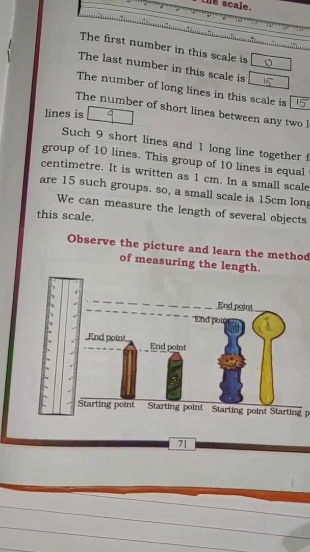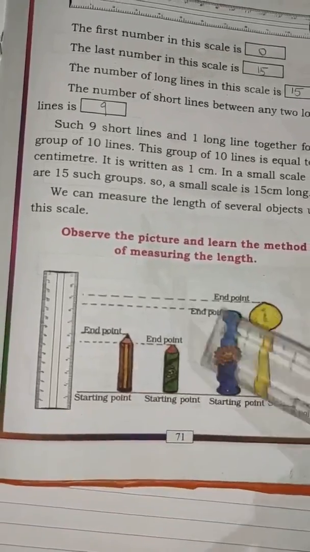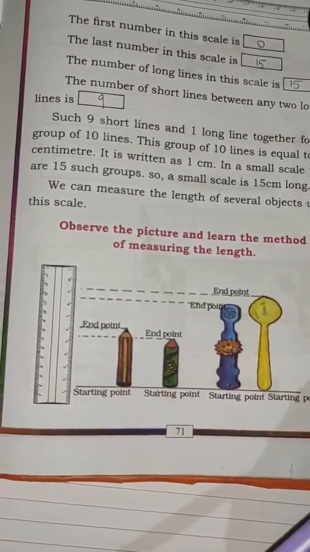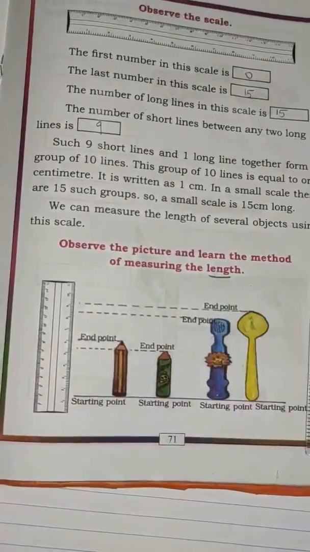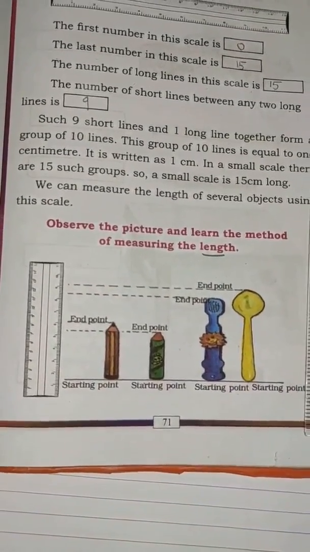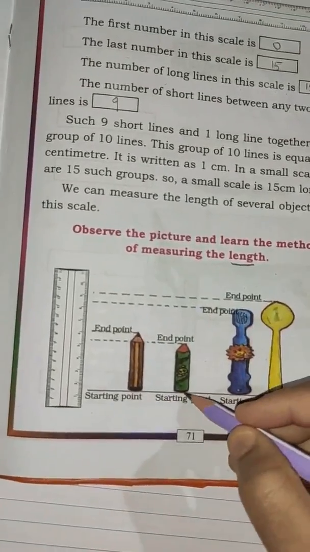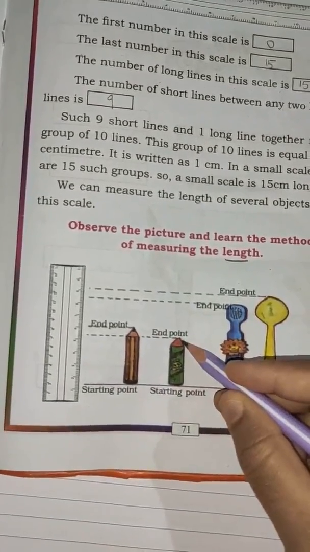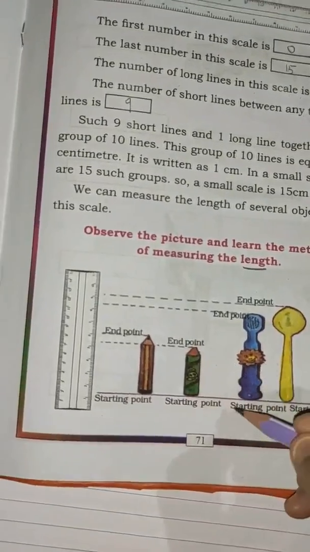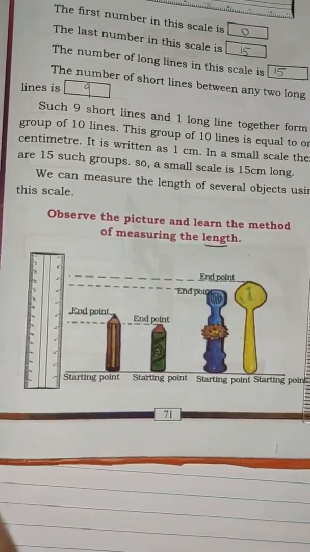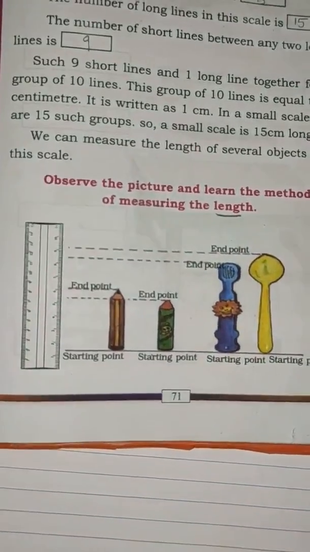Here, children, observe the pictures and learn the method of measuring the length. We are going to learn how we can measure the length. First, let us know what length is. Length is nothing but the measurement or the extent of something from end to end, from one end to another end. So the measurement of something from one end to another end is called the length. Now we are going to measure the length of the given object.